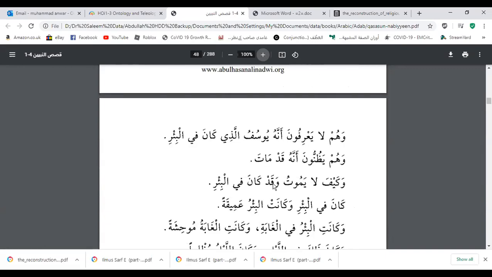وهم لا يعرفون and they didn't recognize أنه يوسف that he is Yusuf الذي كان في البئر the one who was in the well وهم يظنون and they thought أنه قد مات that he was dead, he died. وكيف لا يموت and why would he not die وقد كان في البئر while he was in the well. I mean, how would he survive that? That's why they never thought that it would be someone like Yusuf.